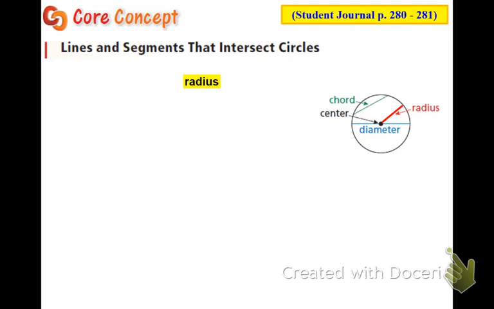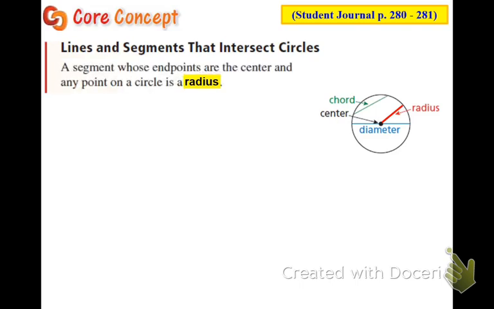So we got a radius. Where does a radius go from? The center to the outer. Yeah, center to the edge is what I call it. But this is the official definition: a segment whose endpoints are the center and any point on the circle. Can you have more than one radius? Yes, you can. All right, next one is a chord.